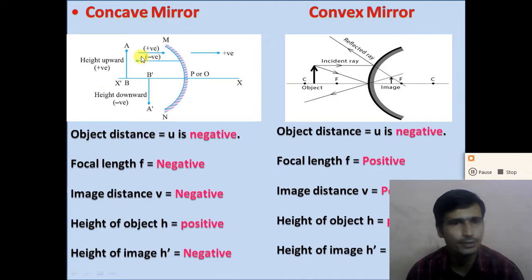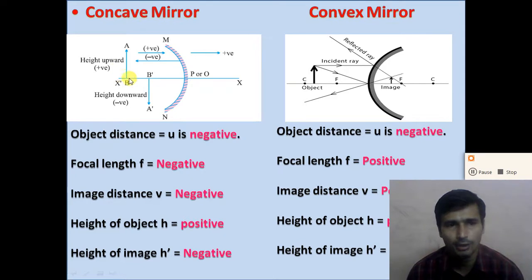So here, dear student, when we place the object here, the object is on the left of the concave mirror, right? So the object distance u is considered as negative. The image is also produced on the left of the mirror, so the image distance is also negative, right? The focal length of the concave mirror is on the left hand side, so the focal length of the concave mirror is also negative, right?